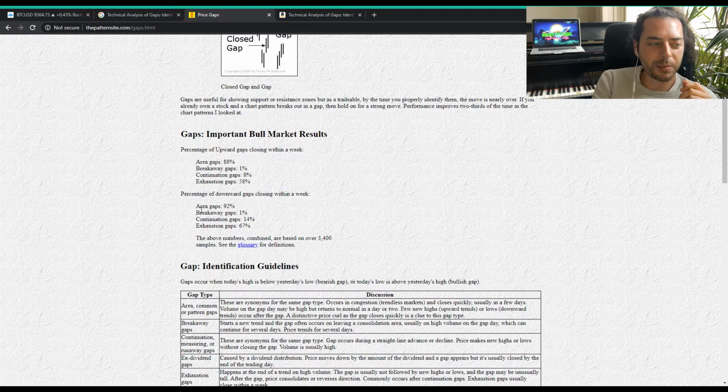And then the percentage of downward gaps. Remember from Alessio's video, the big page that came up red, saying that downward gaps are less likely to be closed. Well, let's look at the numbers: 92, 1, 14, 67. Quick reminder, upward gaps: 81, 1, 8, 58. And this is talking about closing them within a week. And if you're talking about ever, right?